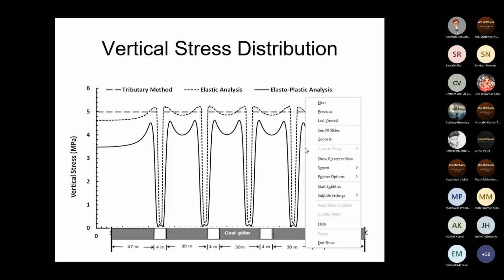Whereas for the other two methods, it is telling that the stress is very high near the opening, and as we go away, it is decreasing. Similarly, if you look at the middle of the pillar, the stress is high at the corner. It is decreasing in the middle of the pillar, then again increasing like that. Okay, so can anybody tell me what is the difference between the elastic analysis and the elastoplastic analysis in this figure?